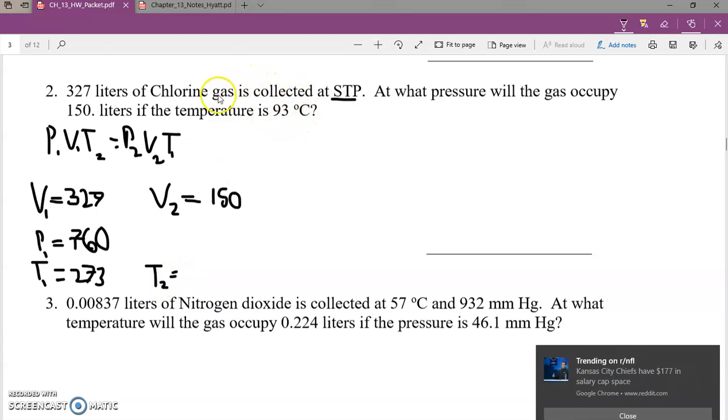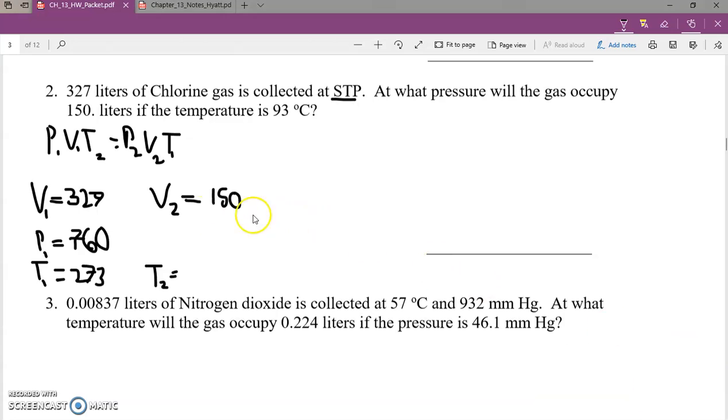Well, we have to add 93 to 273 to get our temperature in Kelvin. So we add 93 plus 273, and our new temperature is 366 Kelvin. I got this answer by just taking 93 and adding 273. Now, what is that second pressure?